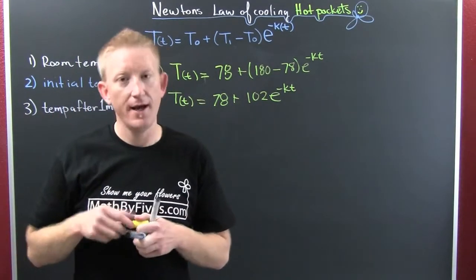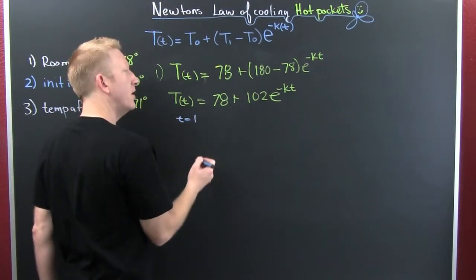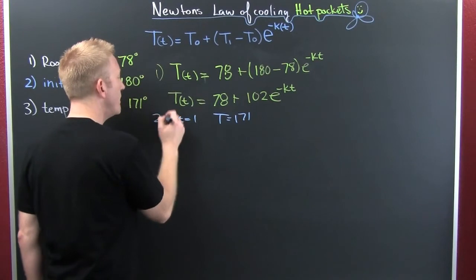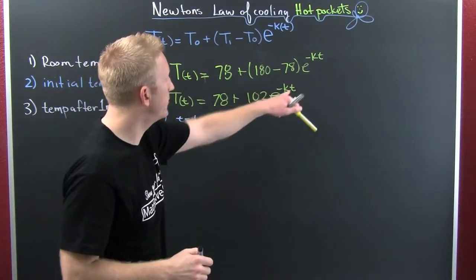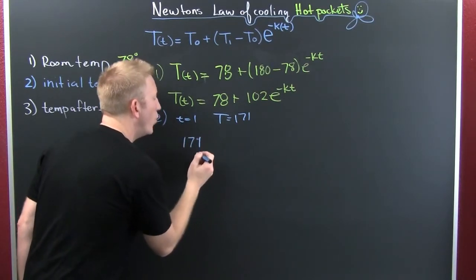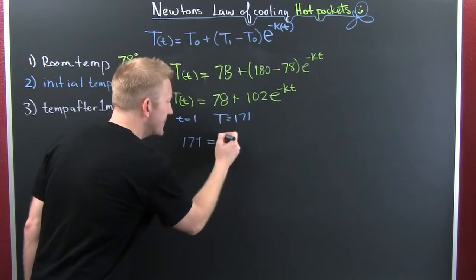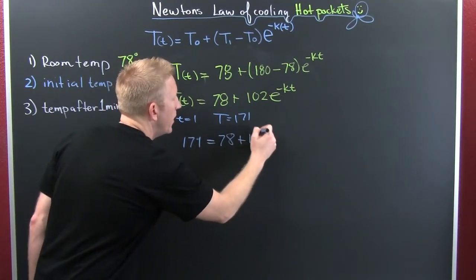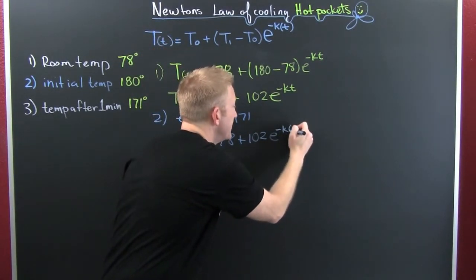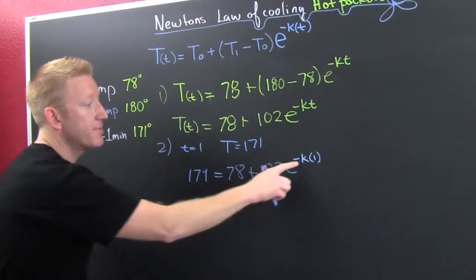We're going to use the second reading in order to find k. So 1 minute later, what's my t, and what's my temperature? We're on to step two, finding our k. I'm going to plug that in there. 171 degrees goes in the output part, the temperature part. And that's going to be equal to 78 plus 102 e to the minus k times 1. Minus k times 1 is just minus k.